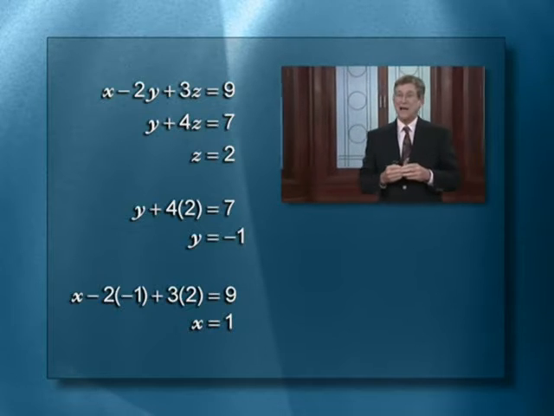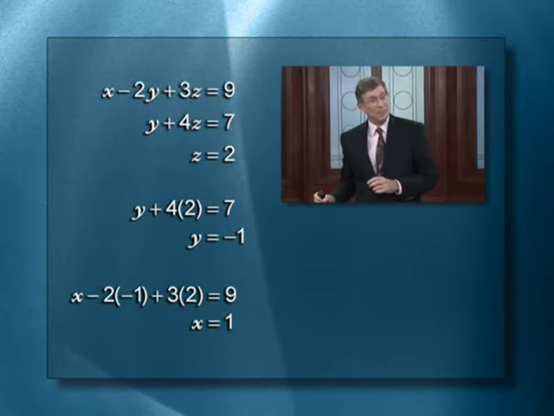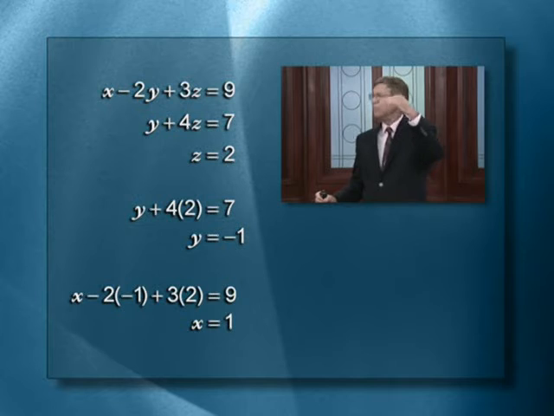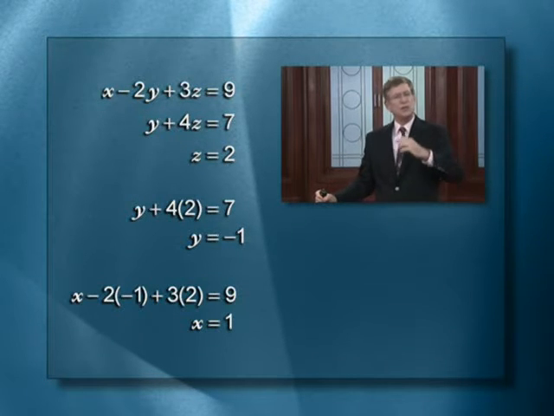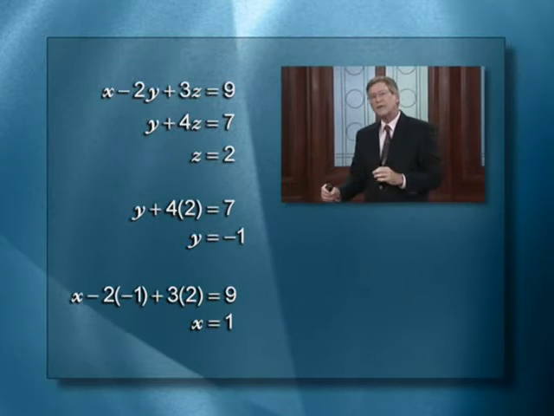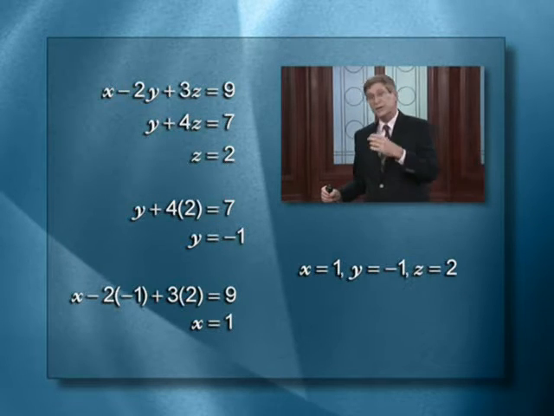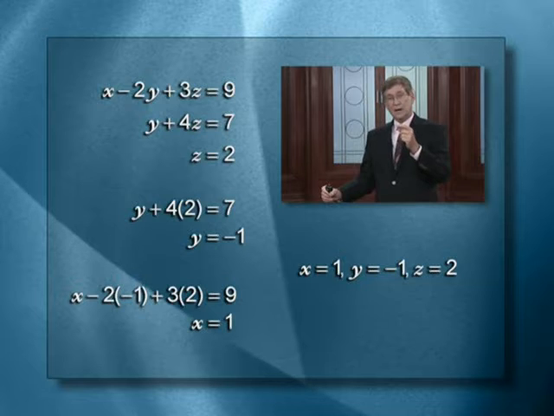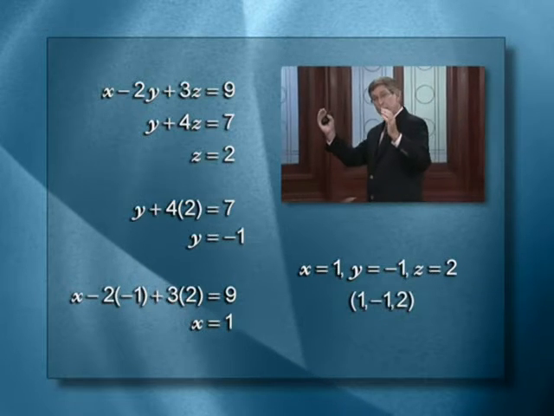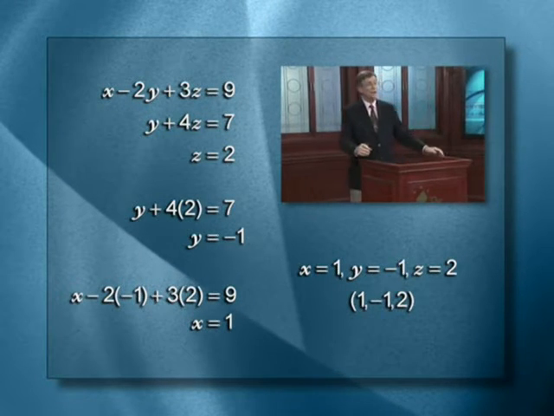Whew. I'm tired of that. That was a tough problem. Lots of arithmetic, lots of multiplying one equation and adding it to another equation, but we've arrived at a unique solution. X is 1, y is minus 1, z is 2. And again, that can be written as an ordered triple, 1, minus 1, 2. If you go back and check those values, you'll discover that they satisfy all 3 of the original linear equations. So we got the right answer.